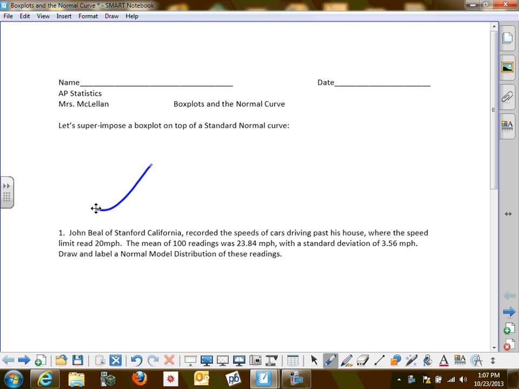So let's first draw ourselves a standard normal curve. I'm drawing mine spread out since I need a lot of room with this big fat marker. And then of course we have our mean. Okay, so we have our mean.